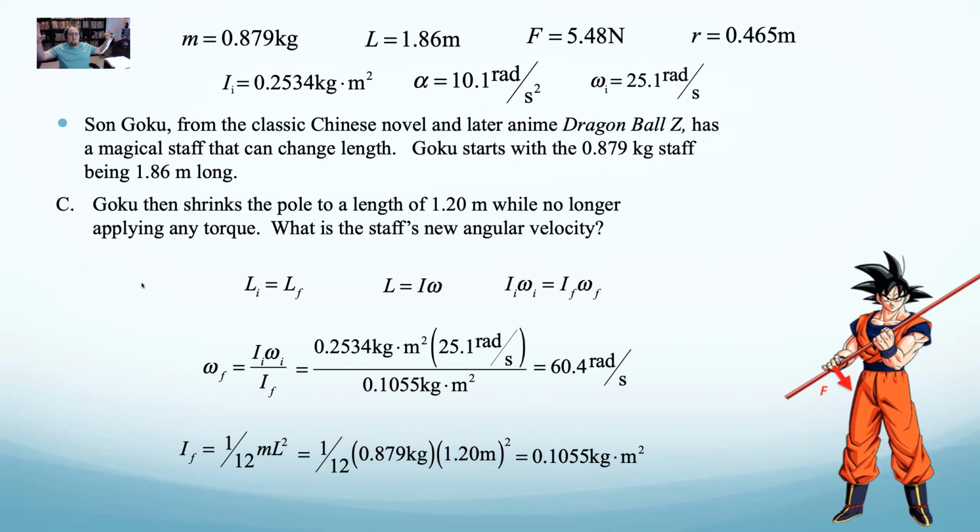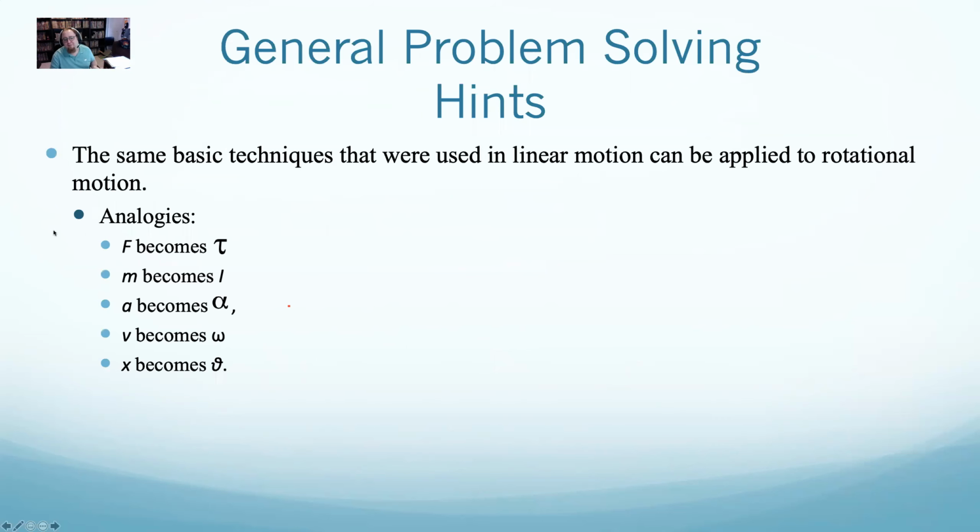Okay. That's chapter 8. In general, chapter 7 and 8 is kind of all the same equations. It's just every F becomes a tau. Every M becomes an I. Every A becomes an alpha. Every V becomes an omega. Every X becomes a theta. That's the short version. The secret to angular problems is you just do the linear one with Greek letters, except for the I. I don't know why I doesn't get a Greek letter. That's the idea. Okay?